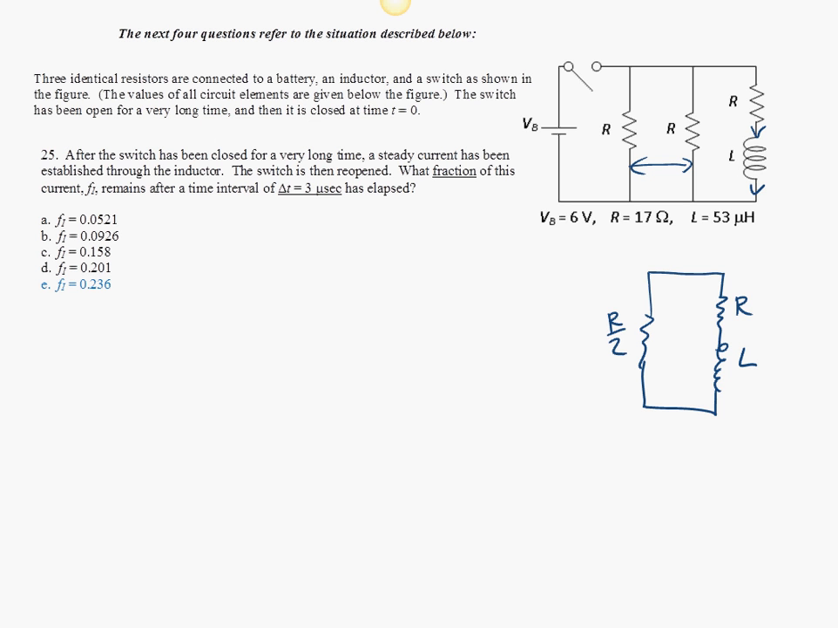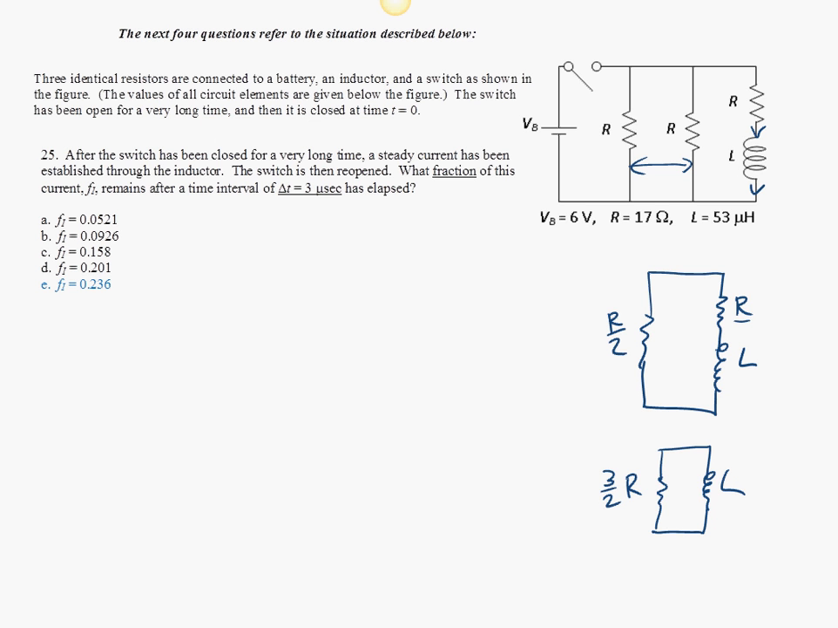And then I can do this one more time because now I see the resistor R over 2 and the resistor on the right R are actually in series. So I can rewrite this just so it looks a little bit nicer as a single resistor, which is 3/2 R, and the single inductor, which was just L.